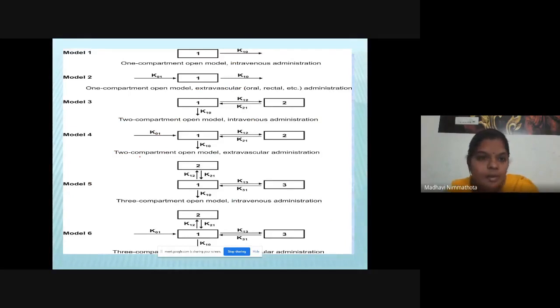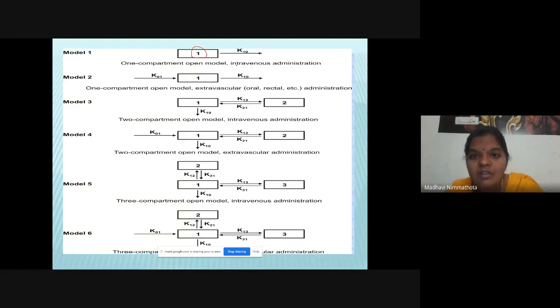See, here you have one compartment, two compartment, and three compartment. Each and every rectangular box indicates a compartment. See here, this is one compartment, that is why the number is 1 here. So this is model number 1: one compartment open model of IV administration.